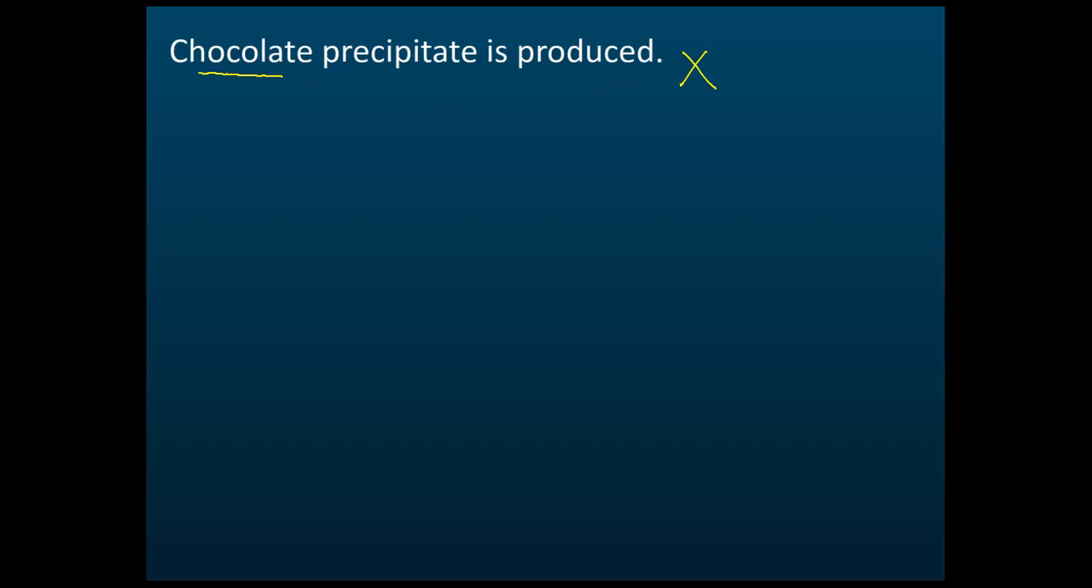So what's the word that you should use instead of chocolate? Brown. Brown precipitate is produced. Use the correct color. Use the right color. Don't use chocolate. Chocolate is not a color.